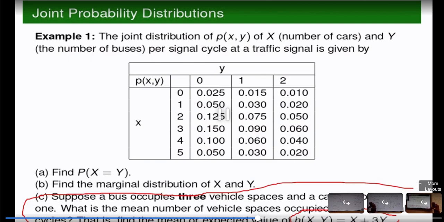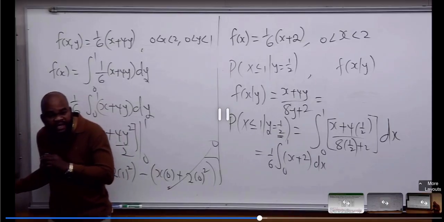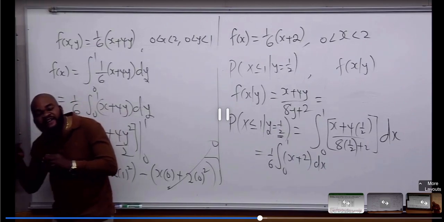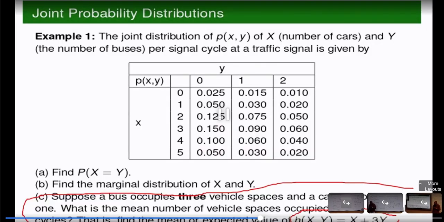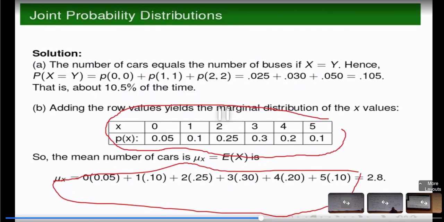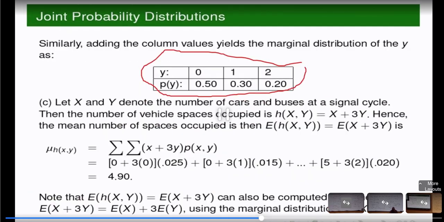Then we're going to have a function of X and Y that we are also going to call a random variable. We want to find the mean of this guy. This guy here is not a probability function. This guy here is a random variable that is a function of X and Y. Now, I want to find the mean of this random variable, X plus 3Y.